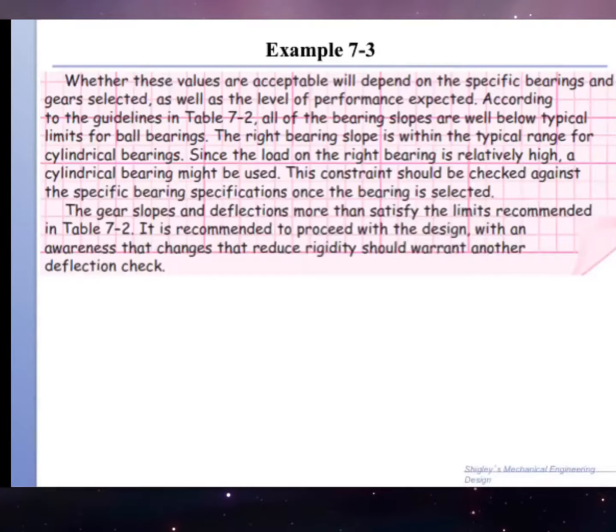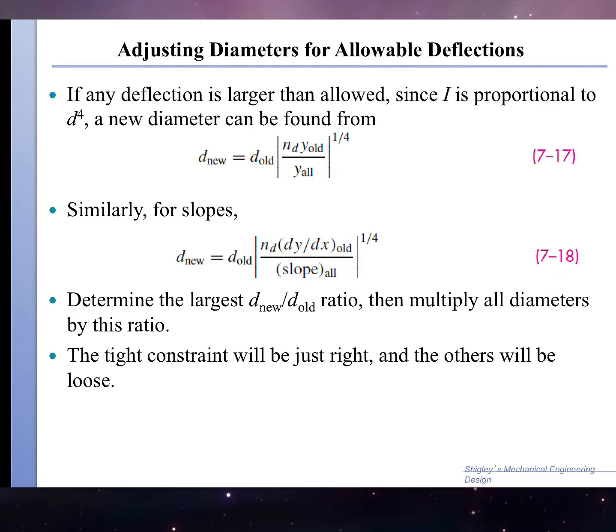So what we could do is say that we can adjust the diameter by saying that the new diameter is the same as the old diameter times the ratio of the deflection to the 1/4 power, because that means that the deflection is proportional to the fourth power of the diameter, with a safety factor n sub d. And the same thing we could do for the slopes, to correct for the slopes.